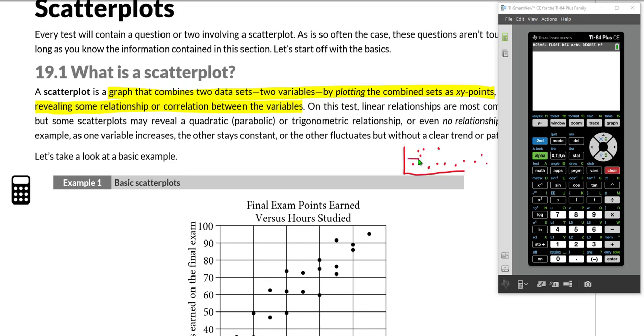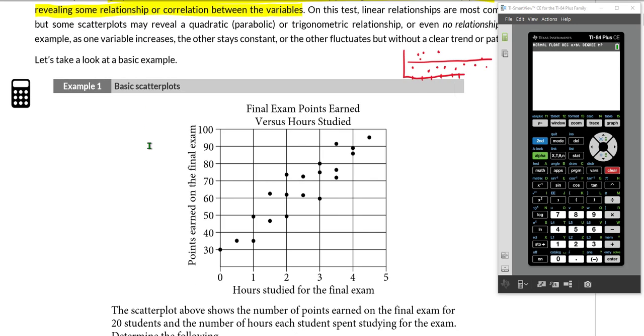In other words, it almost just looks like we could create a flat line out of this, as if even though our x values are getting higher and higher, our y values don't seem to be increasing or decreasing. This would be an example of a scatterplot that might not reveal any relationship between the two data sets. Let's take a look at example 1 and see how this works.